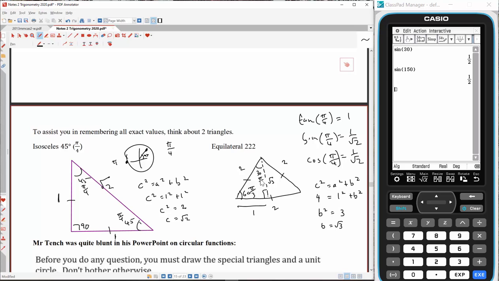And now what we can do is we can use these values here to work out the sine of pi on 6, the cosine of pi on 6, and the tan of pi on 6, and also the sine of pi on 3, the cosine of pi on 3, and the tan of pi on 3. So what are they?